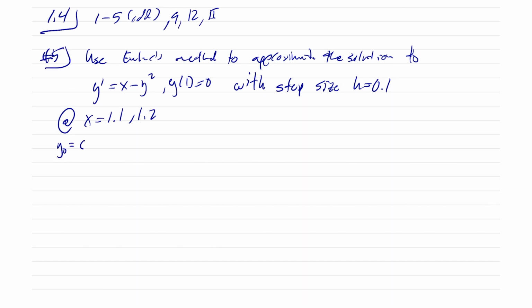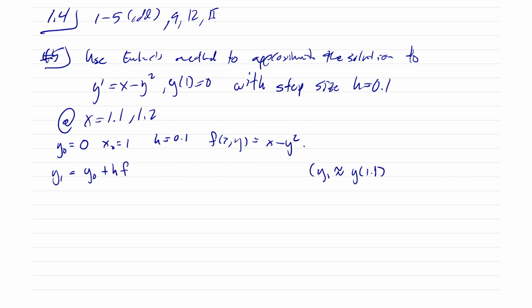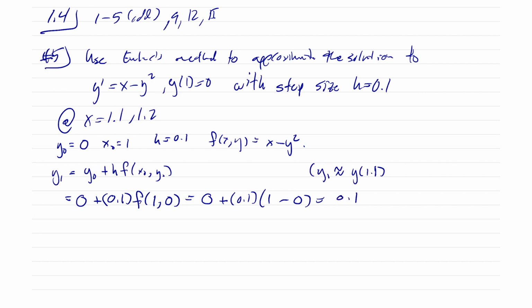So our y0 here is going to be 0, and our x0 is equal to 1, right? Our h is equal to 0.1, they gave that to us, and f(x,y) is equal to x minus y squared. So I start off by figuring out what y1 is. Now y1 should be roughly equal to y(1.1), right? We're moving h steps past where x0 was. So y1 is going to be equal to y0 plus h times f(x0, y0). So this is 0 plus 0.1 times f(1, 0), which is 0 plus 0.1 times 1 minus 0, and so it's 0.1. So y1 is 0.1.